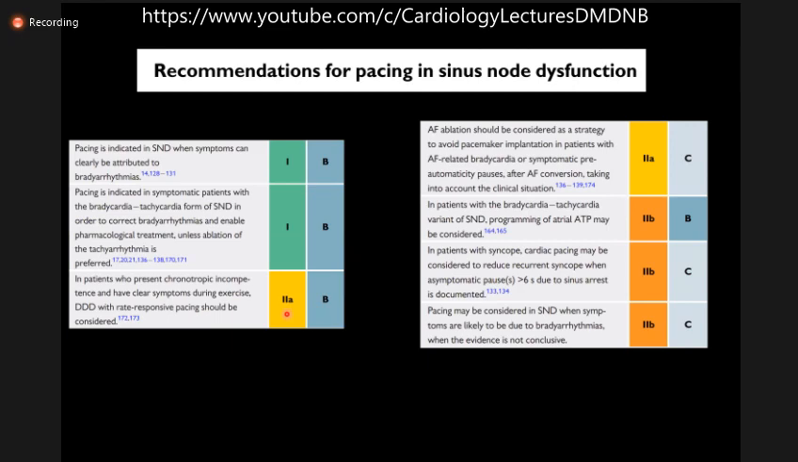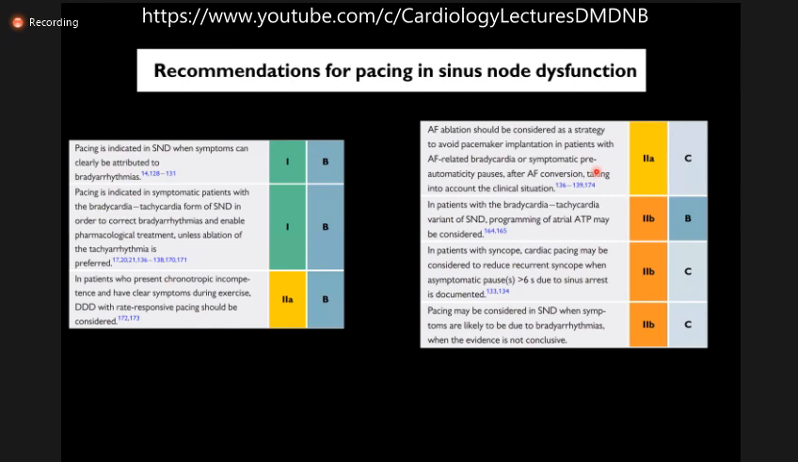What about AF ablation in this particular subset? It could be considered as a strategy, according to the guidelines, to avoid pacemaker implantation in patients with AF-related bradycardia, or those who may have symptomatic pre-automaticity pauses or probably brady after AF conversion. And of course, this is taking into account the clinical situation. So this is at the physician's clinical discretion, taking into account a patient by patient, case by case basis.